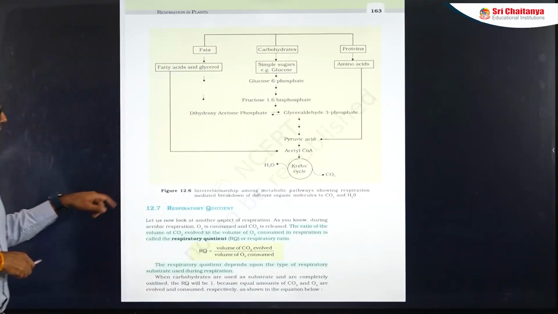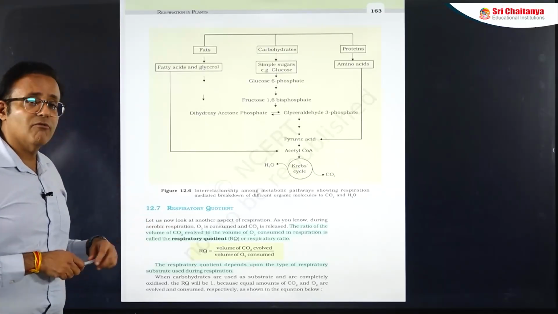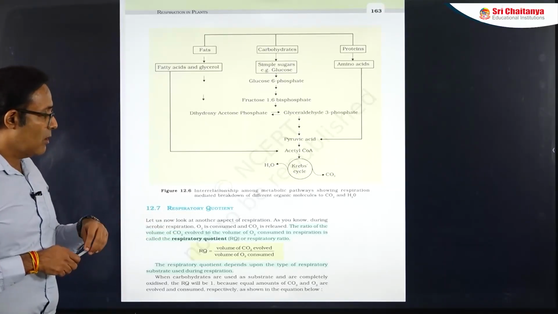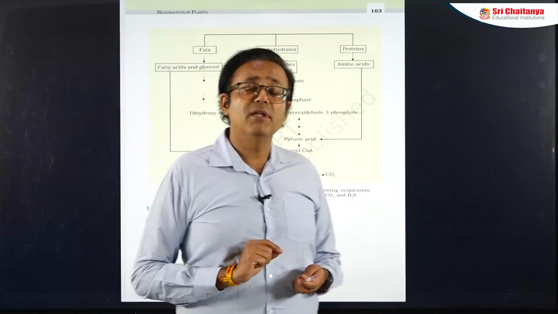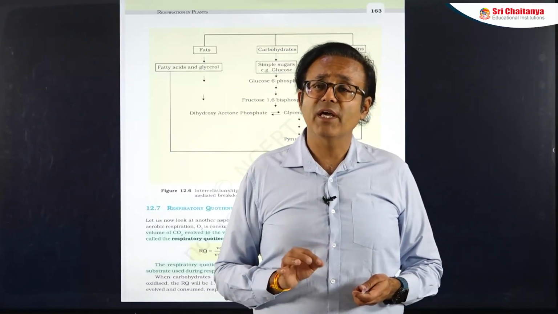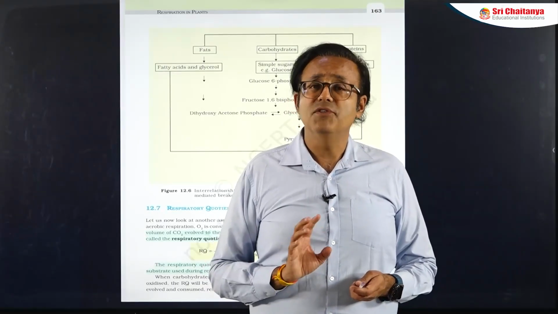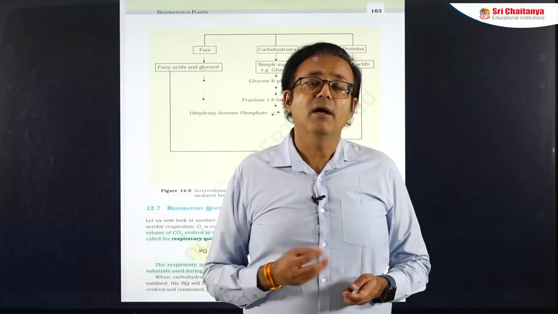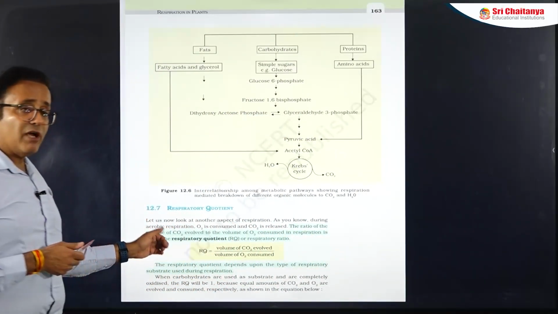Okay, then we have the RQ, or the respiratory quotient. Students, just remember the formula of RQ: the volume of CO2 evolved divided by the volume of oxygen consumed, and do remember that RQ varies with the type of substrate and depends upon the chemical nature of the substrate. And you have to remember the values of the RQ. Just remember that RQ is measured by an instrument which is known as Ganong's respirometer.